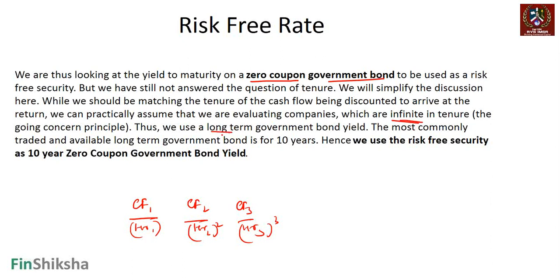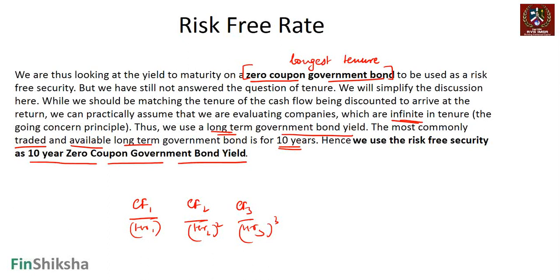So we use a long-term government bond yield, and the most commonly available and traded long-term government bond is for 10 years. 30 year bonds are available, but typically the most easily available bond that trades in the longest tenure is 10 years. So you take a zero coupon government bond and you take the longest tenure which is available and which is getting traded, and that would zero us down on the 10-year zero coupon government bond yield for India as the risk-free rate.